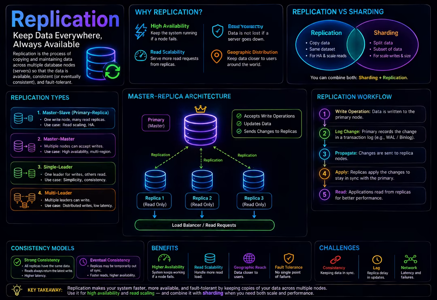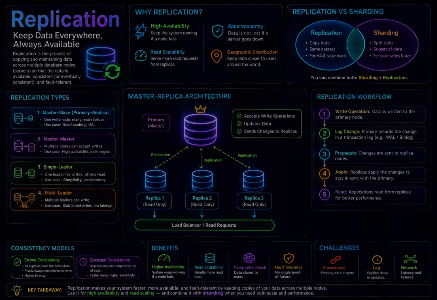Replication. Replication duplicates data nodes for read scalability and fault tolerance. In leader-follower replication, writes go to the leader and replicate to followers. Leader-leader replication allows writes across multiple region nodes.